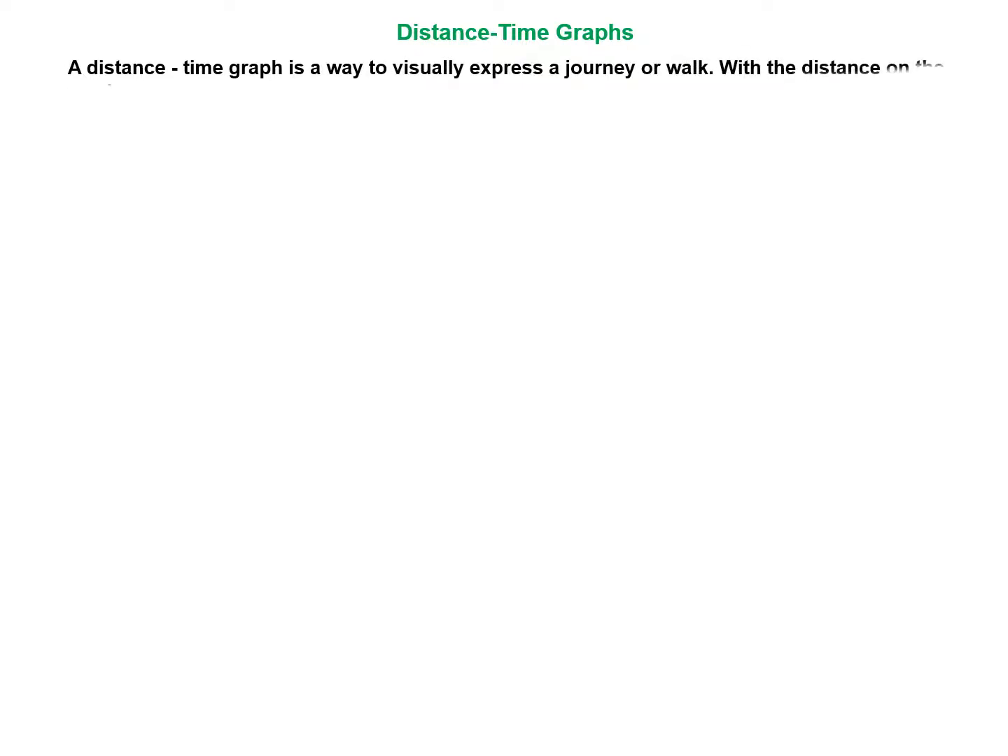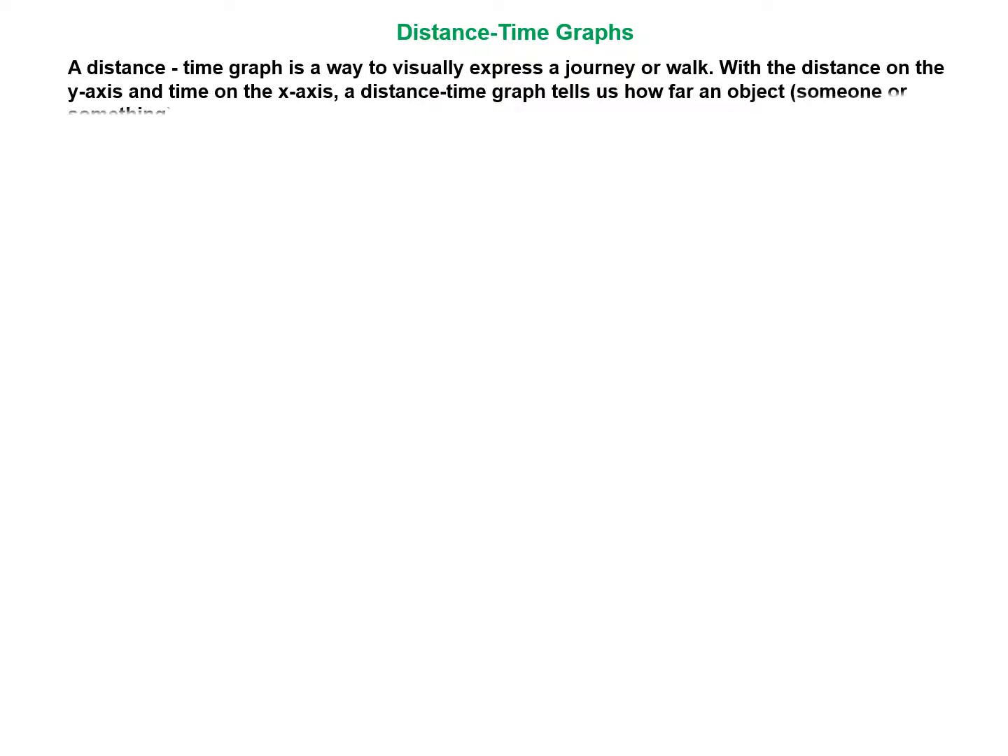Distance time graphs. A distance time graph is a way to visually express a journey or walk, with the distance on the y-axis and time on the x-axis. A distance time graph tells us how far an object traveled and how long it took to do so. Pay attention in this example.